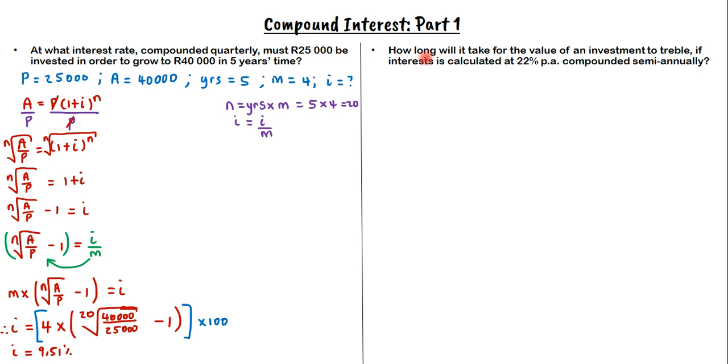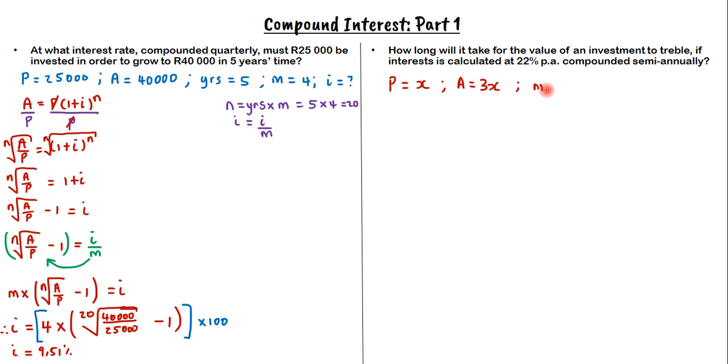Now the second question says: how long will it take for the value of an investment to treble if the interest is calculated at 22% per annum compounded semi-annually? So here you put in an investment. Let's say you put in X amount of money, then that money after a certain amount of time triples itself, which means it's 3X now.